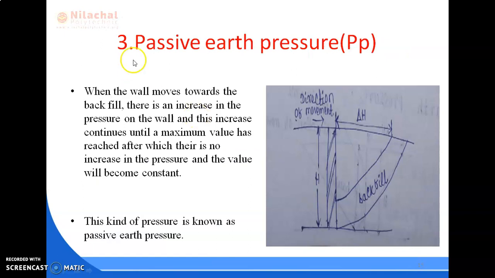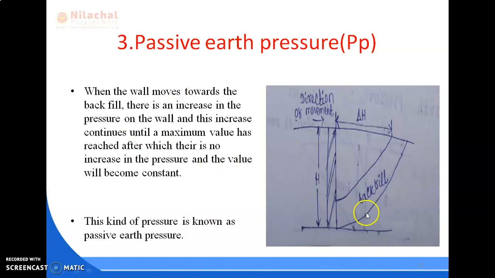Next, or third one, is the passive earth pressure, PP. So it is the opposite of the active earth pressure. When the wall moves towards the backfill, there is an increase in the pressure on the wall, and this increase continues until a maximum value has reached, after which there is no increase in the pressure and the value will become constant. And this kind of pressure is known as passive earth pressure.